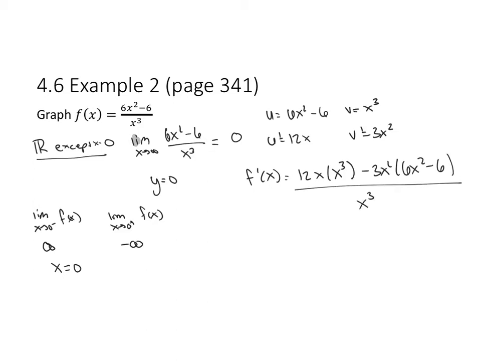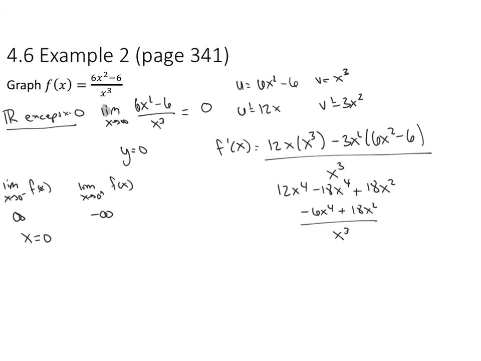So I should spend a little bit of time reducing this and simplifying it in order to make the next step a lot easier. So 12x to the fourth minus 18x to the fourth plus 18x squared. So we get negative 6x to the fourth plus 18x squared over x cubed.